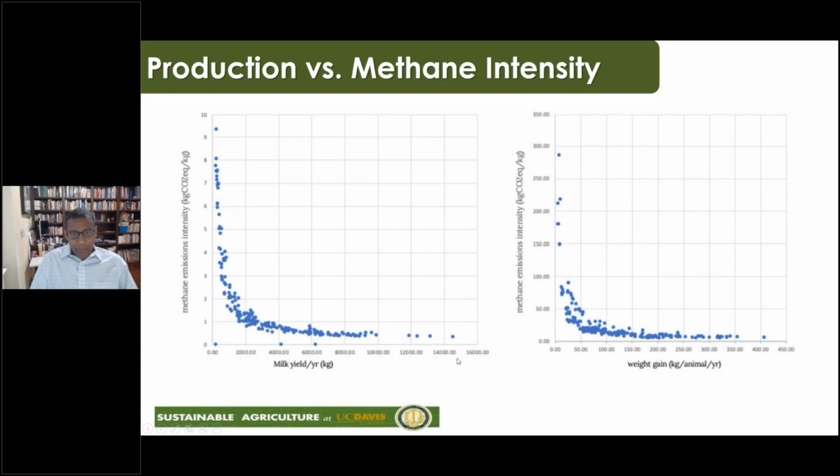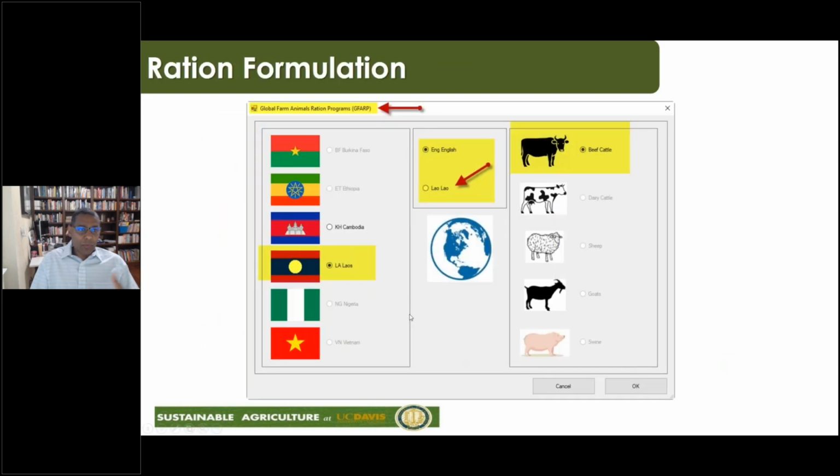Some of the things that need to be done, and what we're doing, is developing ration formulation software for low-income countries, where there are some improved breeds, but the way to feed them and how much to feed them, basically ration balancing, is not there. So we're putting together ration formulation software using the languages that people use in that specific context, and for the different breeds as well. This will help improve productivity, which means reducing the methane intensity as well.